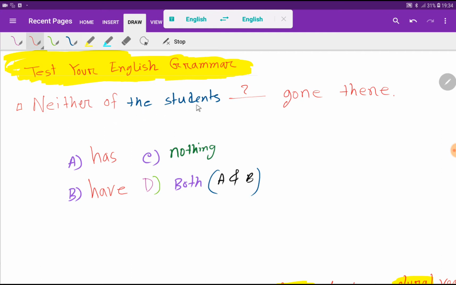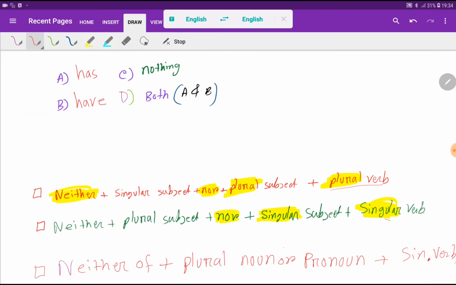Neither of the students dash gone there. What will come here? Is it option A? Is it option B? Or is it option D? Okay. Before giving you the answer of this question, let me give you some basic idea.